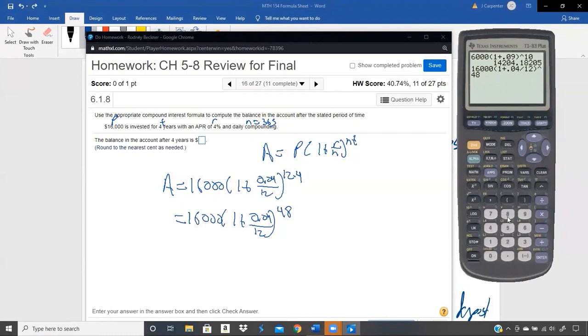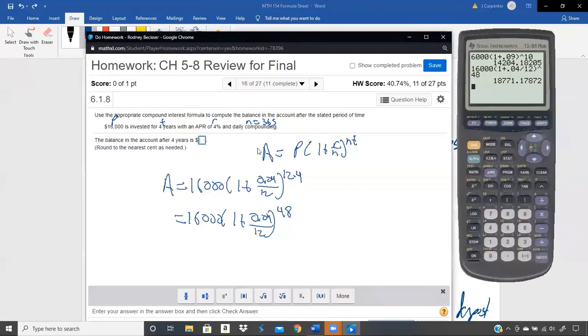Now, if I got some answer like $10 billion or $5, these would be drastically wrong. You want to make sure your answers make sense. 18,000 and some change, that sounds good. This interest rate isn't super high. The time isn't super high. So I don't expect this to turn into $1 million. I'm not continuing to add to the pile. That would have helped as well. So 18,771.18.